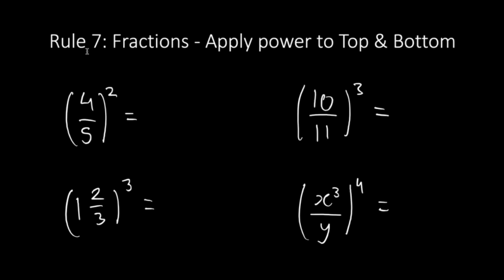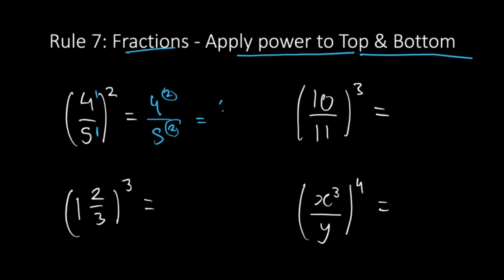Last but not least, rule 7. Final rule. So fractions. Okay, this is the trickiest one out of the other 6. So whenever you have fractions, okay, and you have a power to the whole fraction, you apply the power to the top and the bottom, so the numerator and the denominator. So here in this case, this becomes 4 squared over 5 squared. Okay, remember there's an imaginary 1, so you just times 1 times 2, which is 2, and then 1 times 2, which is 2 again. So this is 16 over 25.